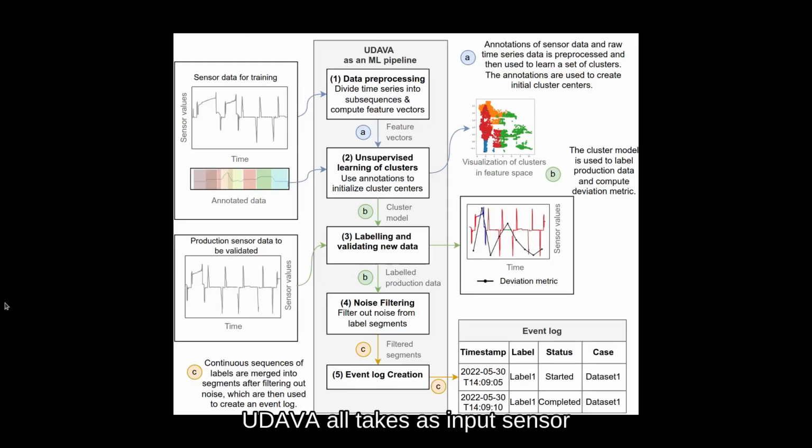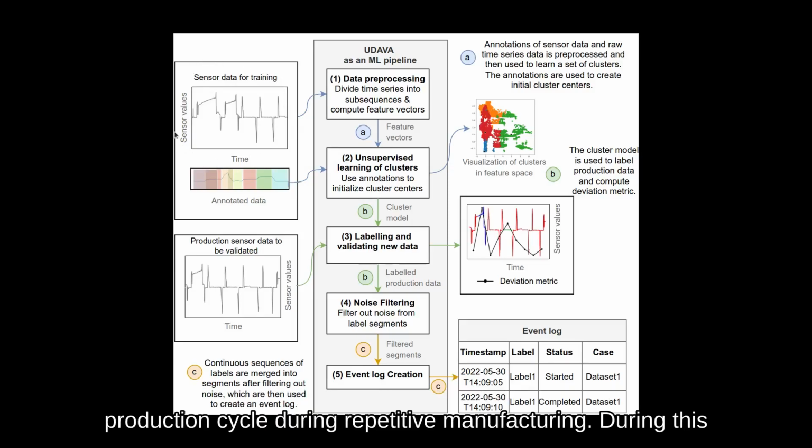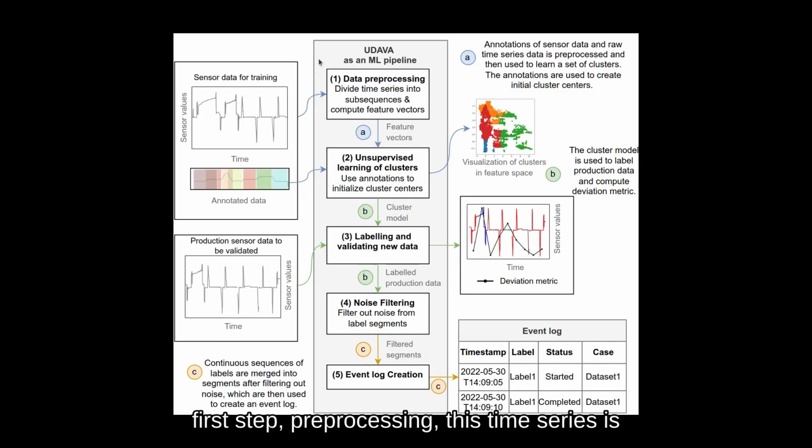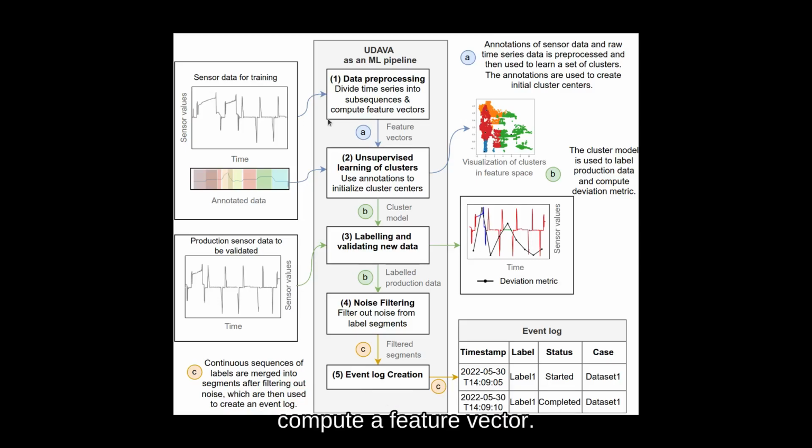UDAVA takes as input sensor data coming from one or more reference production cycles during repetitive manufacturing. During this first step, pre-processing, this time series is divided into subsequences of a given size, and from each subsequence we compute a feature vector. This feature vector consists of a selection of statistical properties.